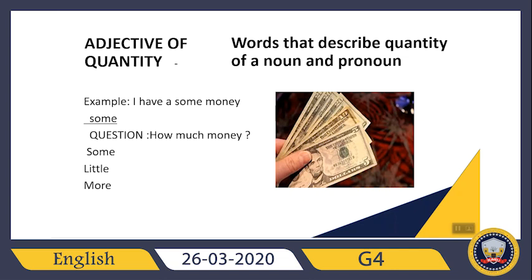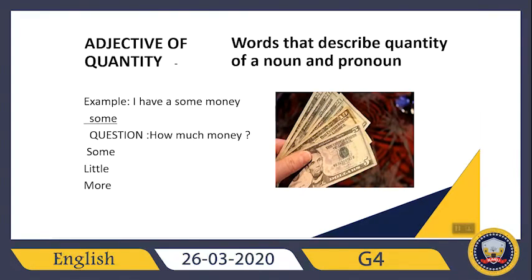So it tells us the quantity of what? Of the money. I have some money. I have little money with me. Can we go shopping? I have more money. I am the richest girl in the world. I have some money with me and I can go shopping. I have little money with me and I can't get the bicycle. So it lets us know the little, the more, the some amounts of money you're having. So quantity describes the quantity of a noun or pronoun.